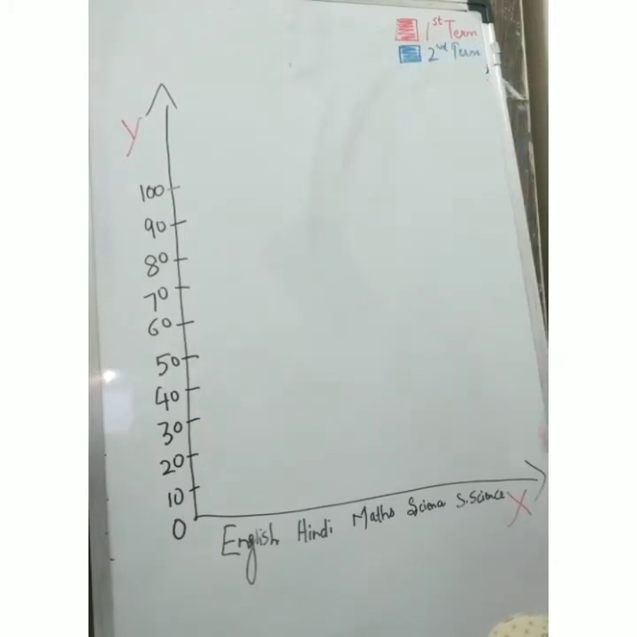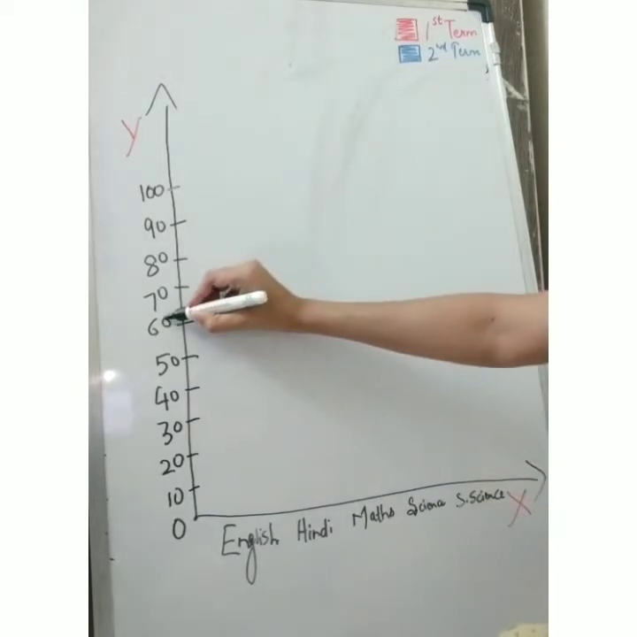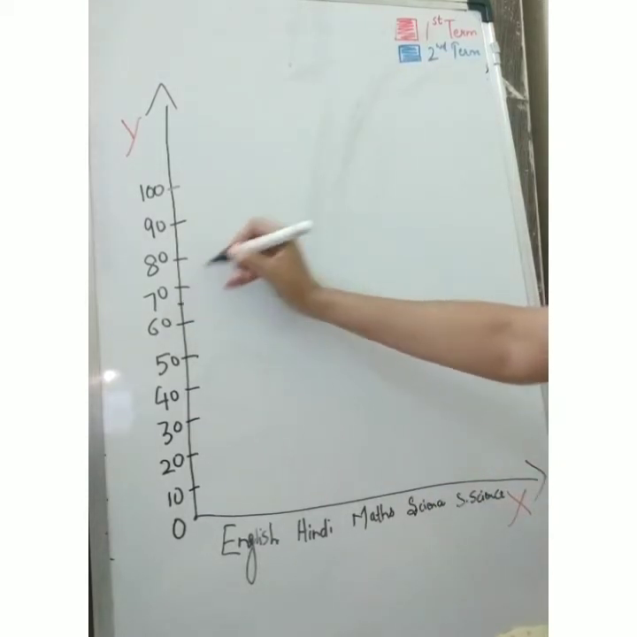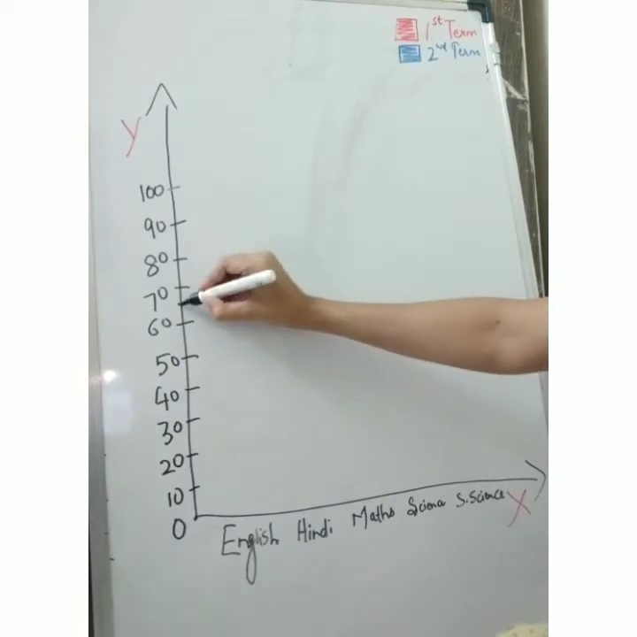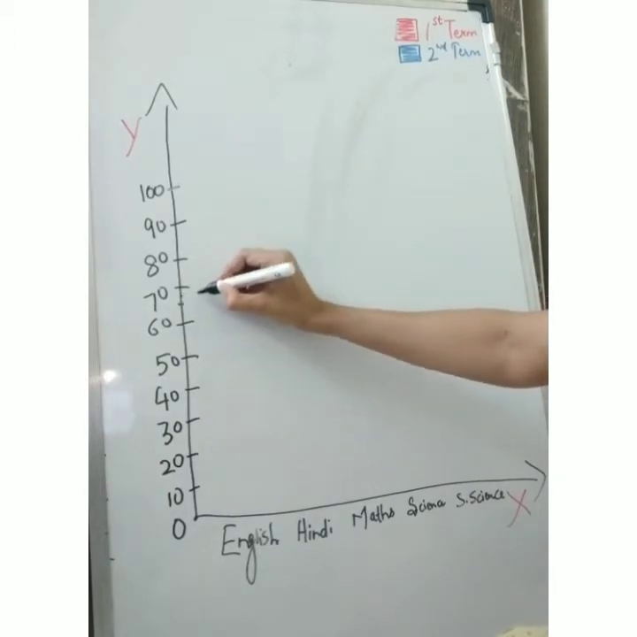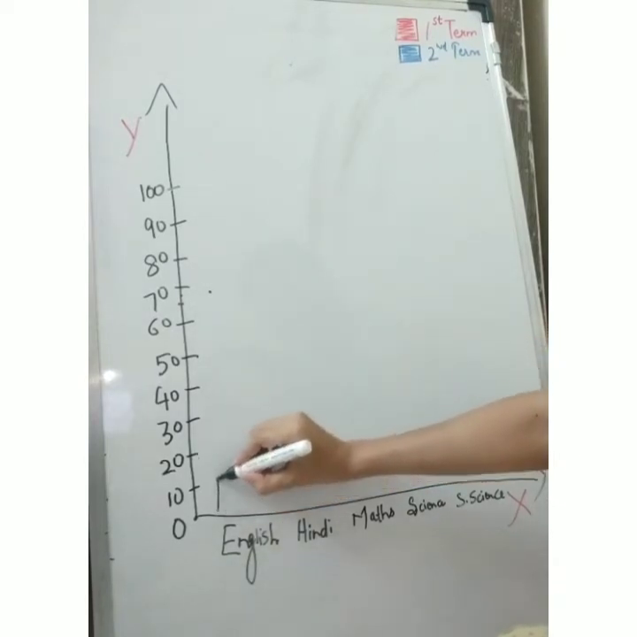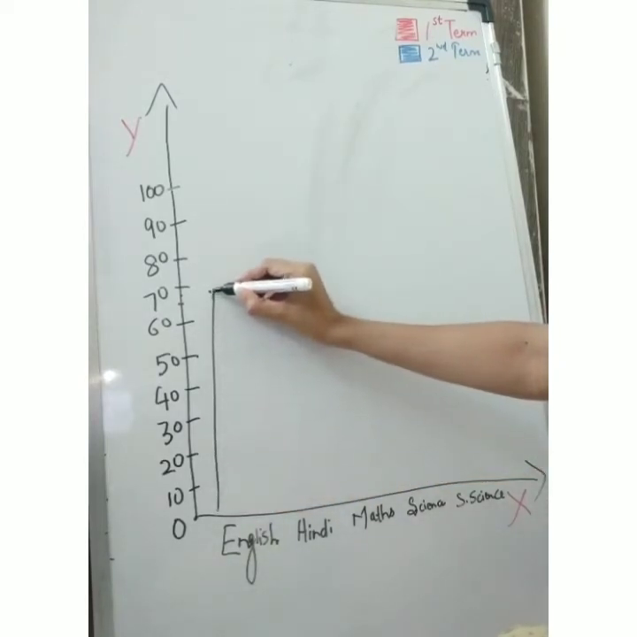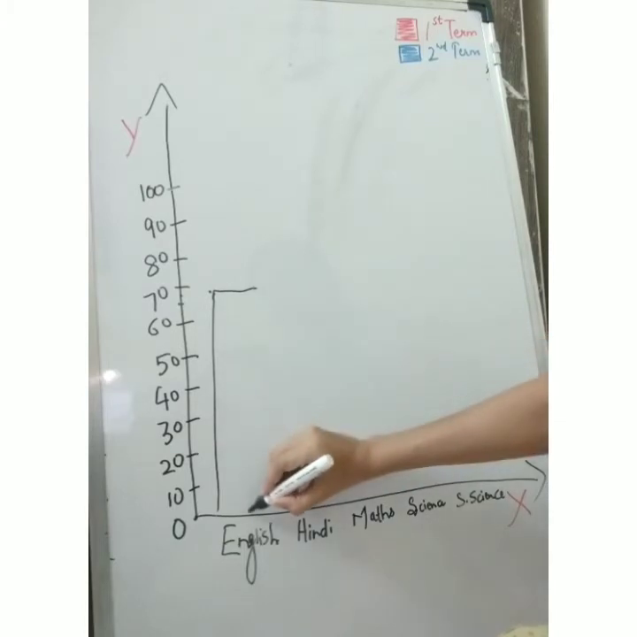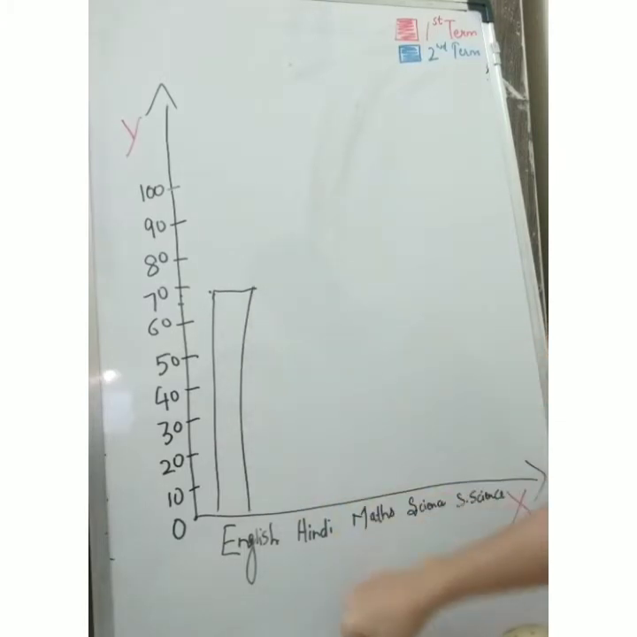So you have to write at the top which thing you are using to represent it. Now students, English. In first term a student got 67 marks. Now you can see this is 60, in between this will be 65, right? So 65, 66, 67 around here. So I will draw a bar graph like this.